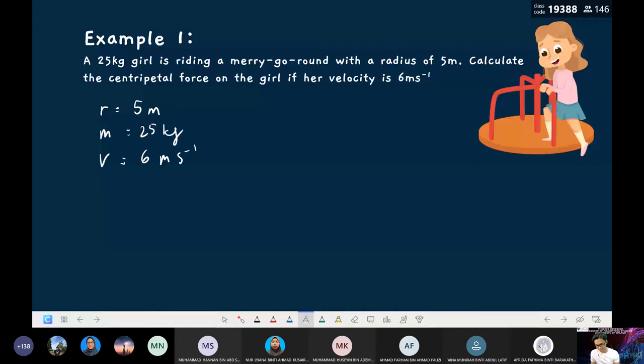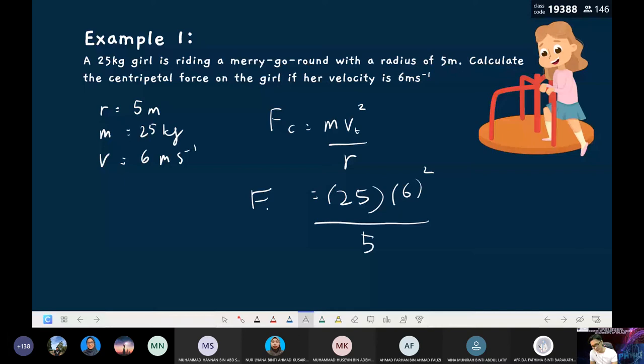Jadi the centripetal force Fc is equal to m, kita ada tangential velocity, jadi we use the tangential velocity to the power of 2 divided by the radius. Jadi the mass is 25 and the tangential velocity is 6 to the power of 2. We divide by the radius is 5. Okay, so berapa our centripetal force? 180 newton. Okay, unit is newton because force memang guna newton lah. Alright, next. Memang simple, straightforward.